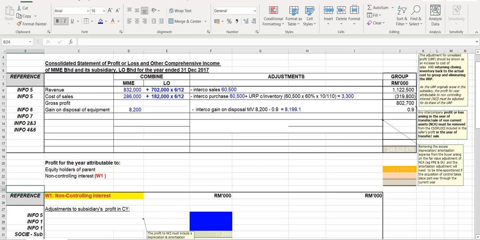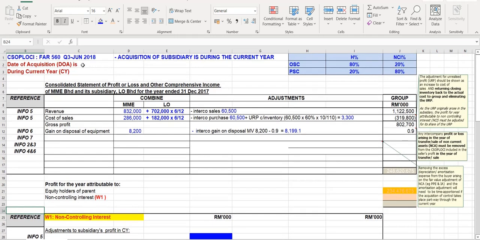This is the second part of the session on how to prepare the consolidated statement of profit or loss and other comprehensive income for a simple group structure. This is MME Berhad and its subsidiary LO Berhad for the year ended 31st December 2017, and this is a practice question for preparation, taken from FAR320, question 3, June 2018. Acquisition of the subsidiary in this situation involved the acquisition during the current year, where the post acquisition in the current year was just 6 months since the acquisition was on 1st of July 2017.